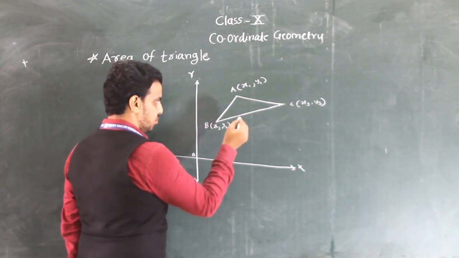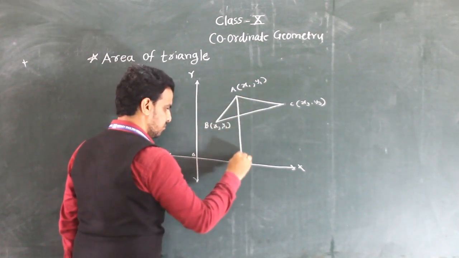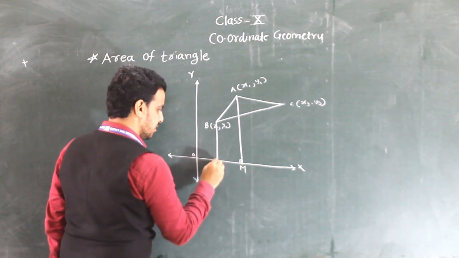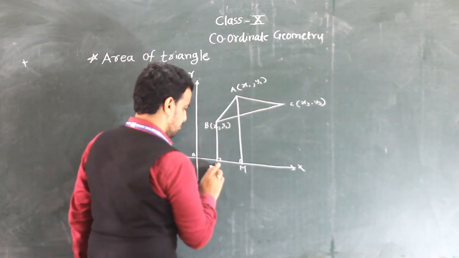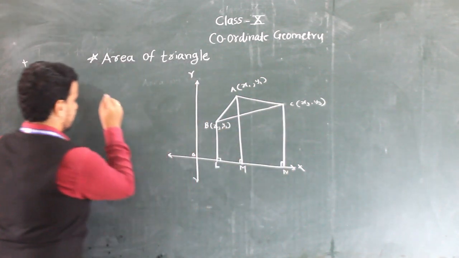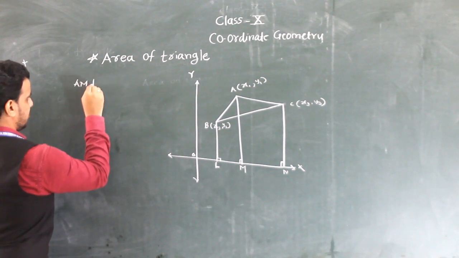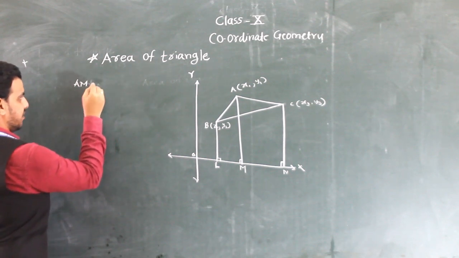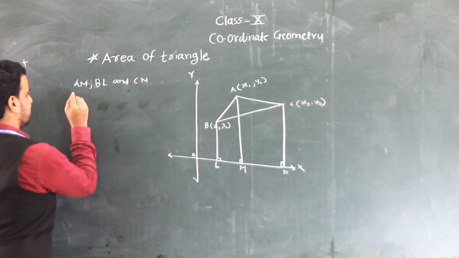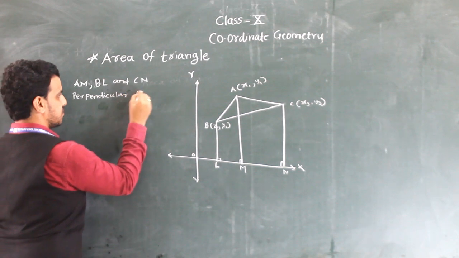Here first we have to draw perpendiculars from A, B, C on x axis. AM is a perpendicular on x axis, then BL, and then CN. So AM, BL and CN are perpendicular to x-axis.